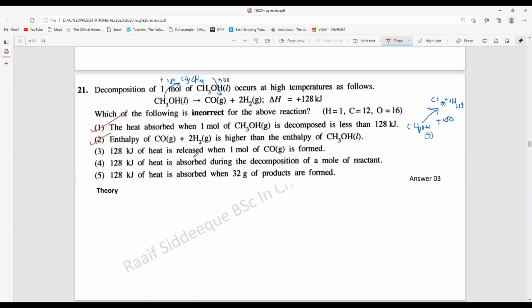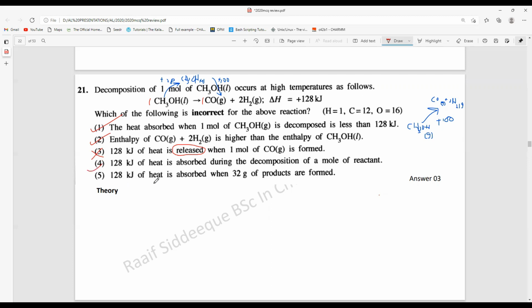128 kilojoules of heat is released when 1 mole of CO gas is formed. So you see here 1 mole of CO is formed from 1 mole of methanol. So the amount of energy given is okay. But the problem is here heat is not released, heat is absorbed because enthalpy is positive. So this statement 3 is wrong. Okay. Fourth one, 128 kilojoules of heat is absorbed during the decomposition of a mole of a reactant. So this is straightforward and correct.